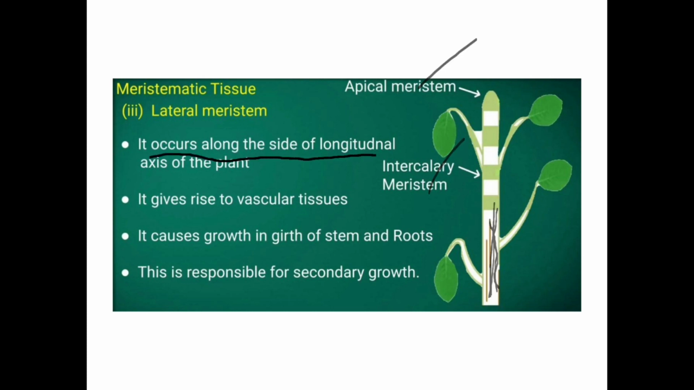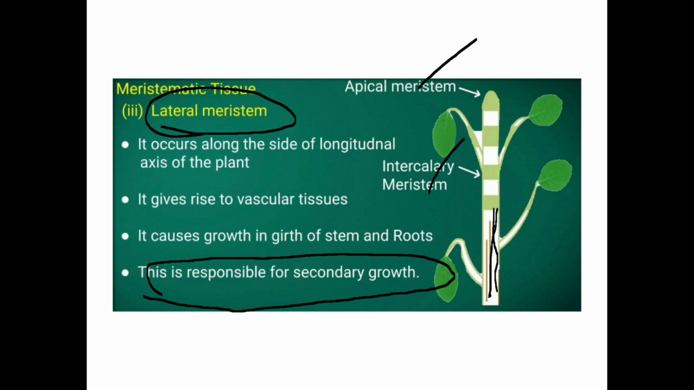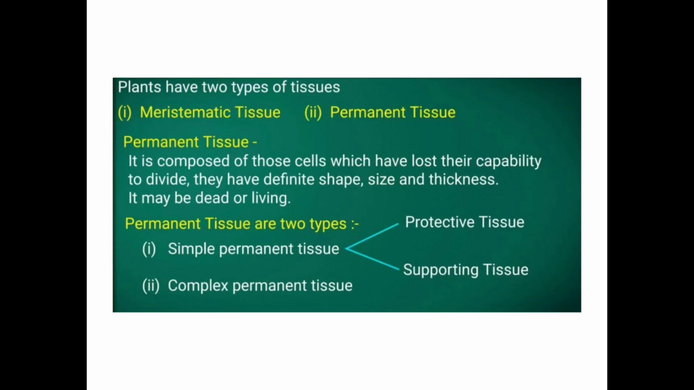It occurs along the side of the longitudinal axis of the plant. It gives rise to vascular tissues. What are vascular tissues? They help in the transfer of water and minerals: xylem and phloem. Then it causes growth in the girth of stems and roots. So this lateral meristem helps the plants with thickness. The girth is increased with the help of this lateral meristem. This is responsible for secondary growth. What is secondary growth? Not elongation, but the thickness increasing. That is secondary growth.